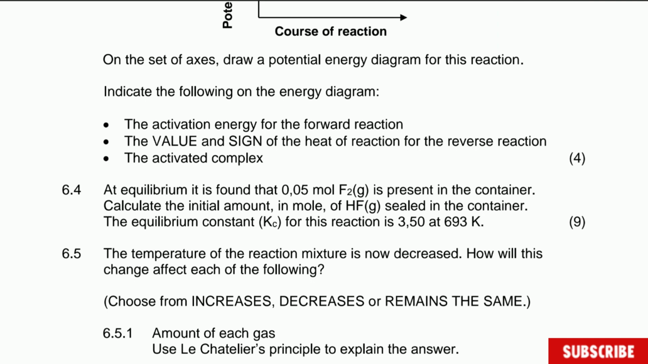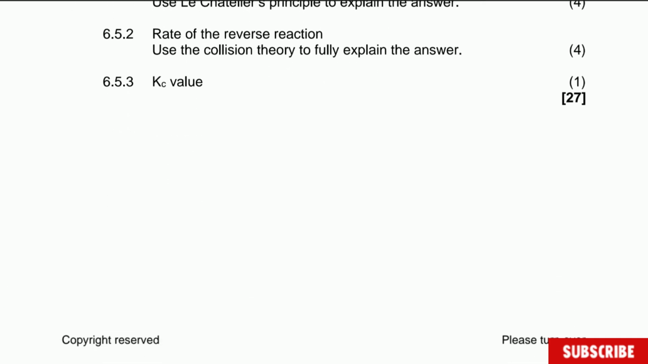At equilibrium, it is found that 0,05 mole of fluorine is present in the container. Calculate the initial amount of mole of HF sealed in the container. The equilibrium constant is Kc. For the reaction it is this number. They give you the equilibrium constant. So to answer this question, we are going to complete the Rice table.